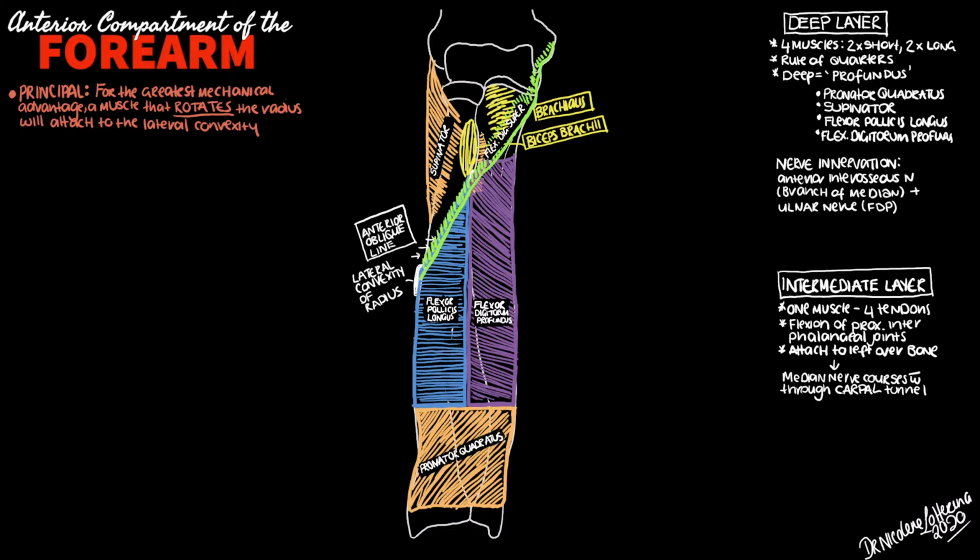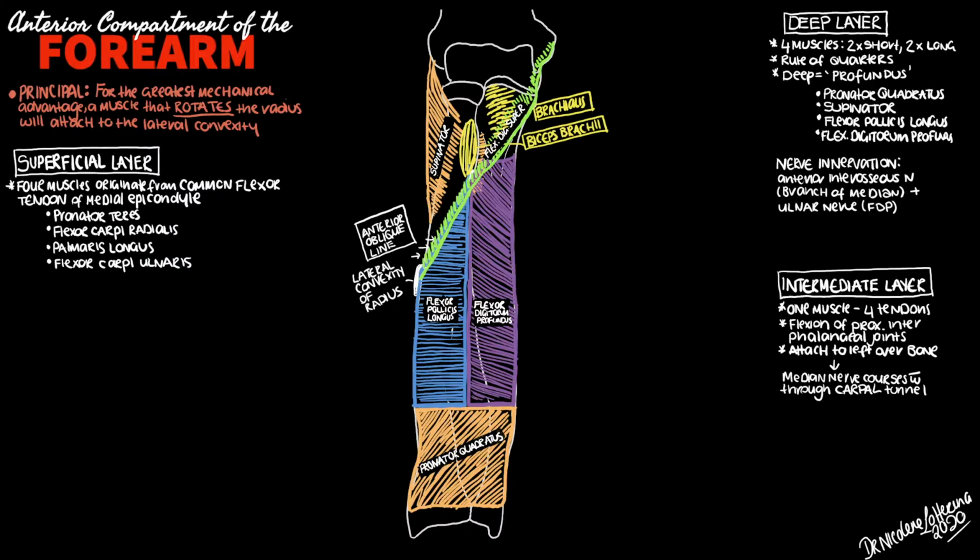Finally, we can then move on to the superficial layer of the anterior compartment. So there are going to be 4 muscles, and these are going to originate from the common flexor tendon that is going to attach to or give rise from the medial epicondyle of the humerus. So there's only 4 muscles that you need to know. These are going to be in order from lateral to medial, pronator teres, flexor carpi radialis, palmaris longus, and then flexor carpi ulnaris.